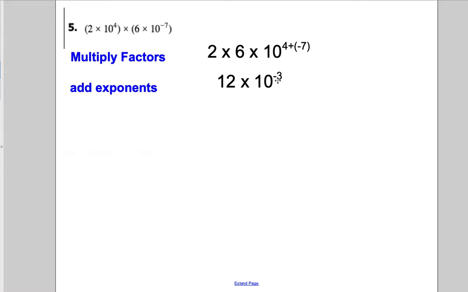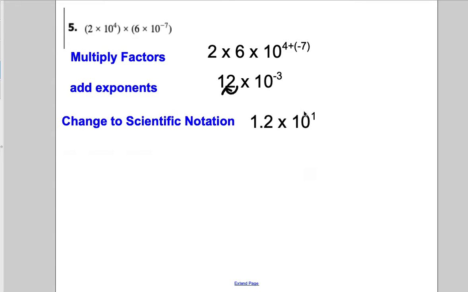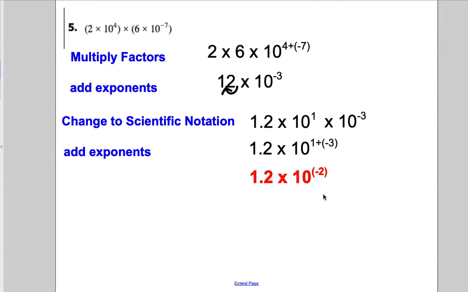Is this in scientific notation? It is not because 12 is too big. I need to move the decimal point one place, making the number 1.2 now. 1.2 times 10 to the first is 12 in scientific notation. Bring along your initial power of 10, and now we will add our exponents together. 1.2 times 10 to the 1 plus -3 gives me 1.2 times 10 to the -2 power.